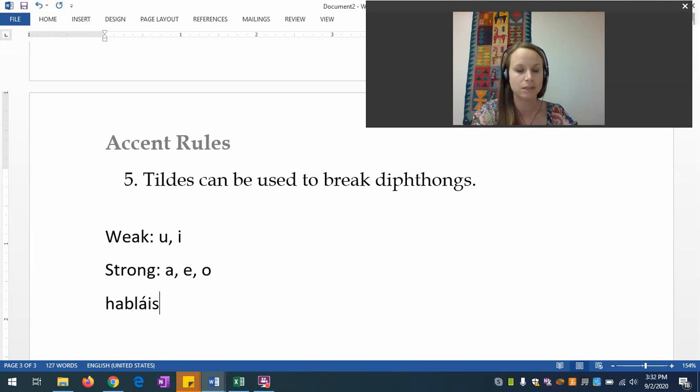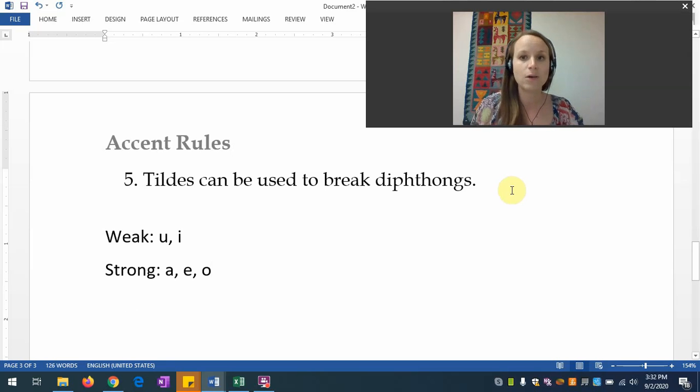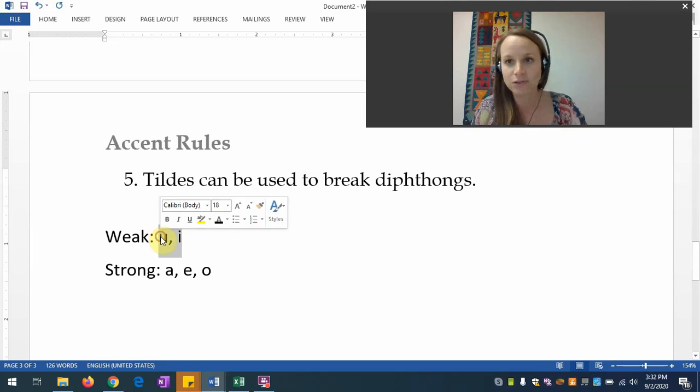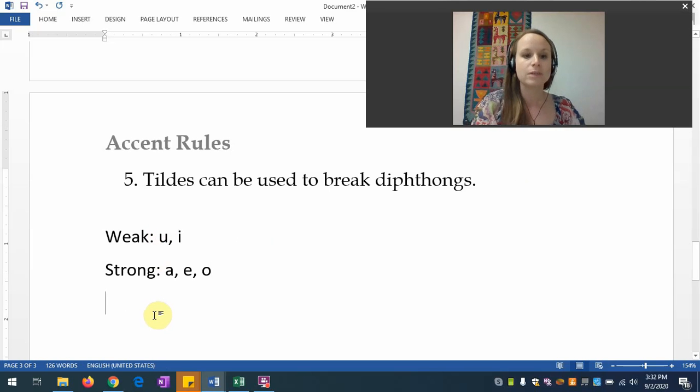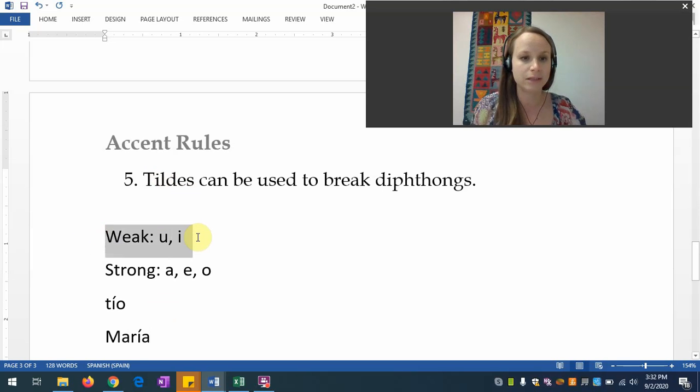Like, y'all speak, habláis. If I want to break a diphthong, then I have to put a tilde over the weak vowel, and that gives it the strength to stand alone, which happens in the word uncle, tío, in the word María. And there aren't a whole lot of words like this out there, but it is really good to know that the weak vowels are U and I, the strong vowels are A, E, and O, and generally, if they get together, they form a single syllable.